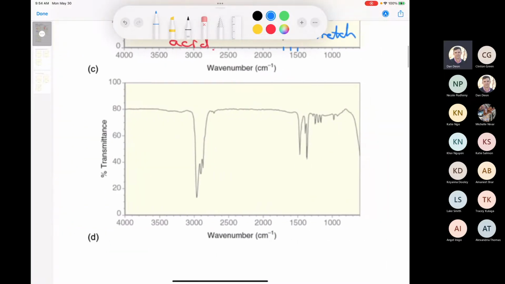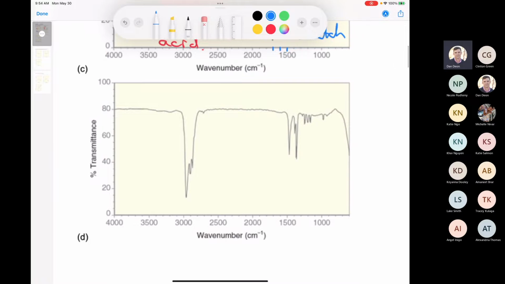What about D? Could anybody tell me if this is a carboxylic acid, alcohol, or neither? Absolutely. No stretching. We see no oxygen-hydrogen stretching. Therefore, neither.